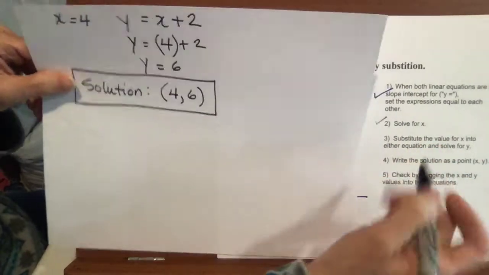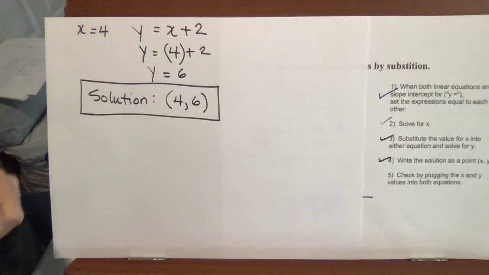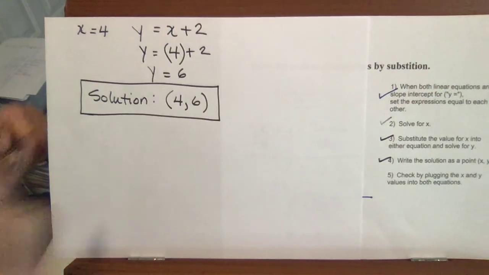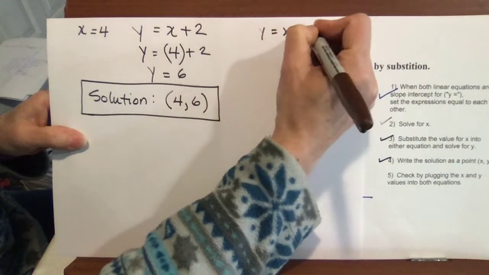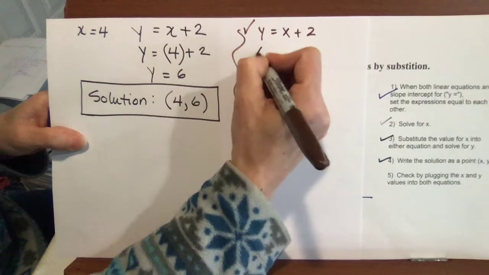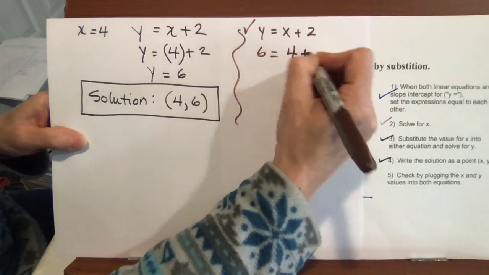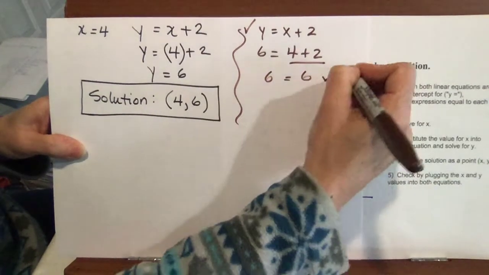Okay, so we've done step 3, and we've done step 4. Now to check, the best thing to do is take each equation. So we'll start with y equals x plus 2. This is our check. We're going to plug in the 6 for y and the 4 for x, and we're just going to make sure that this equals the same, and it does.